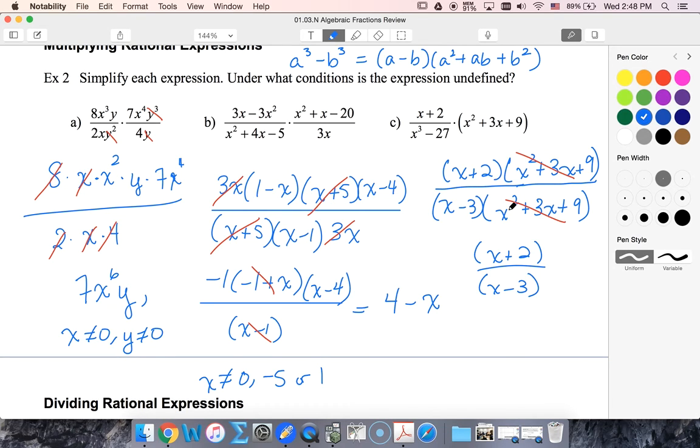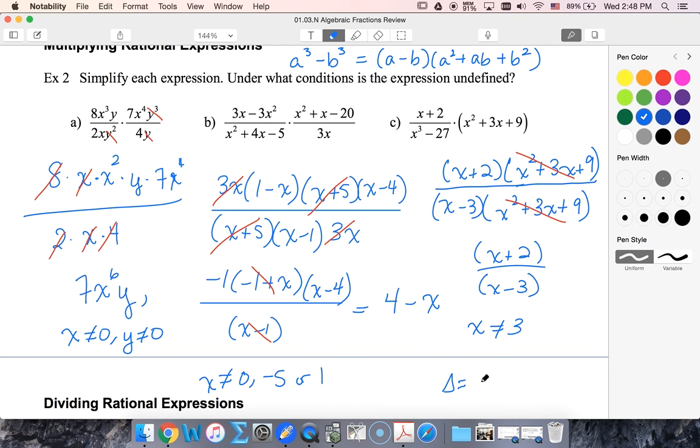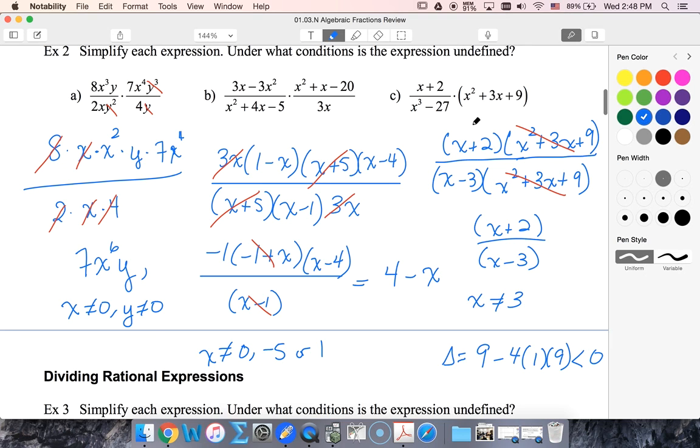And now looking at this original one, clearly x cannot be 3. But I also need the situation where x squared plus 3x plus 9 is equal to 0. Well, let's do a quick check on that. I've got negative b, which I don't care about. I care about the discriminant. So my discriminant is b squared minus 4 times a times c. This is always going to be less than 0. Therefore, this has no real roots. So the only place my function is undefined is when x is equal to 3.